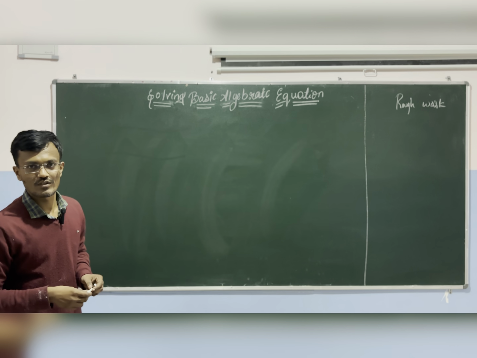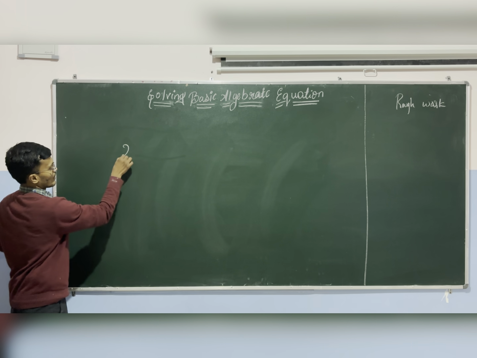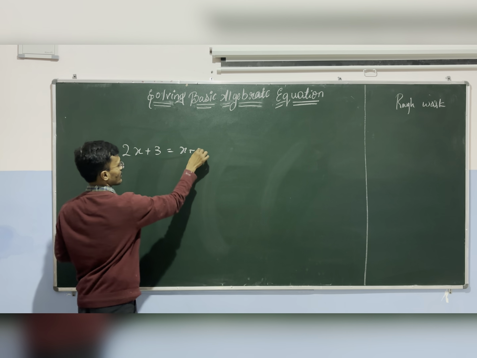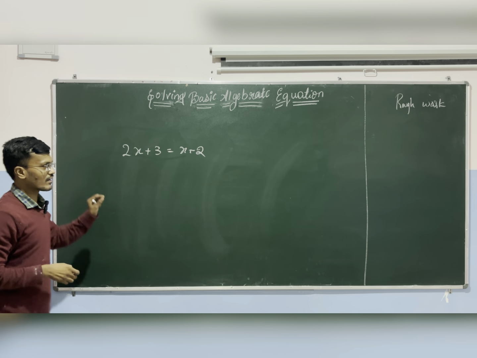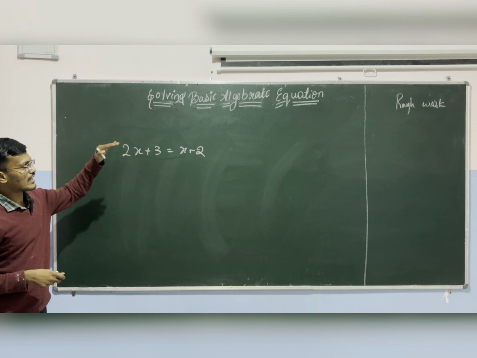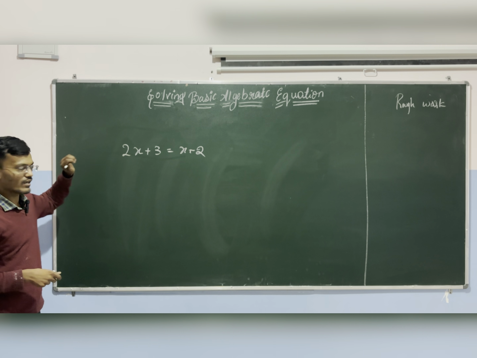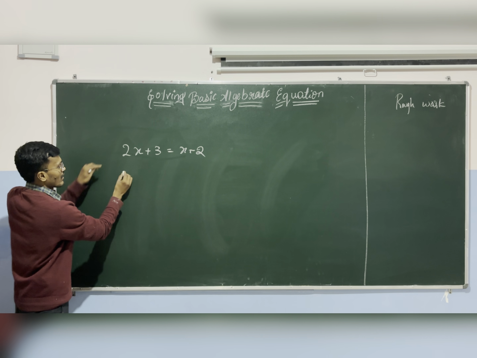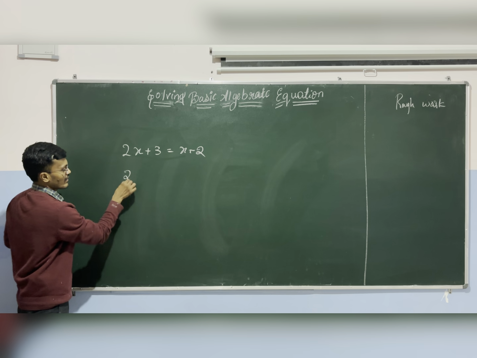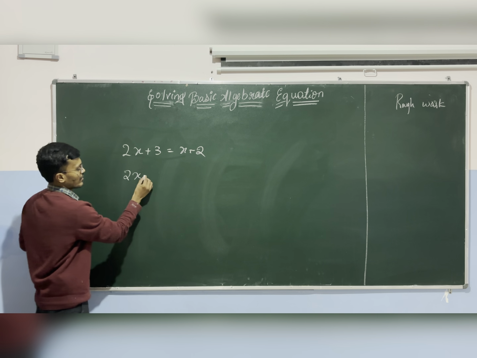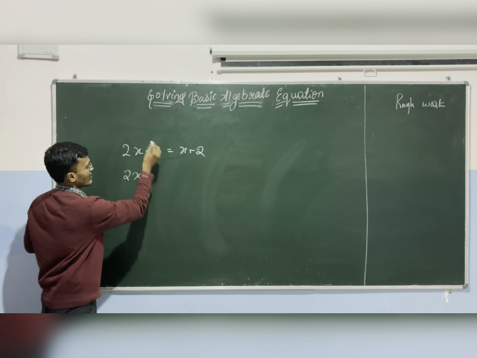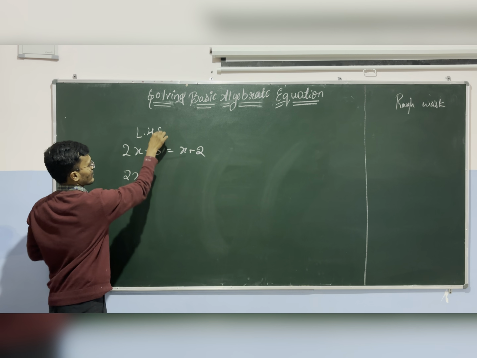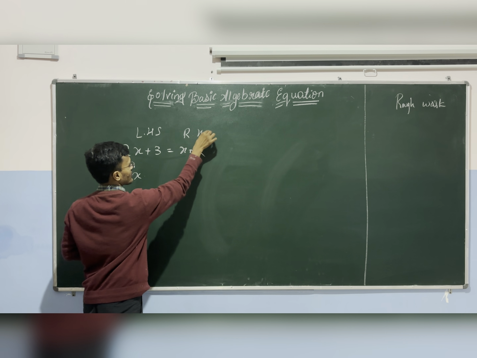Okay. So the question is 2x plus 3 equals x plus 2. This is one basic algebraic equation. How do we solve that? In a simple, systematic way. So now, as it is, you can write 2x, and here we will consider that this is called the LHS. This is called the RHS.